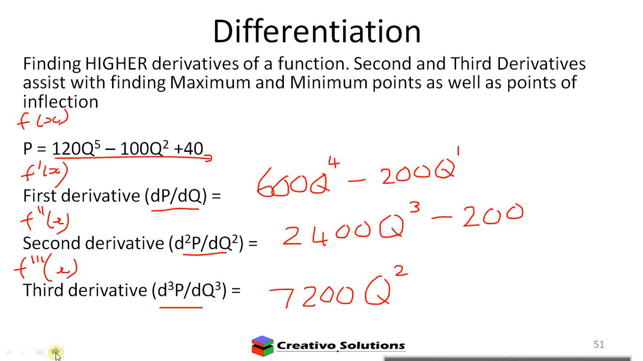So first derivative. dp over dq would be the first derivative, and you can just write down that answer. First derivative is dp over dq, because I've got p here and I've got q there. That's why. It could have been y and x. Doesn't matter.